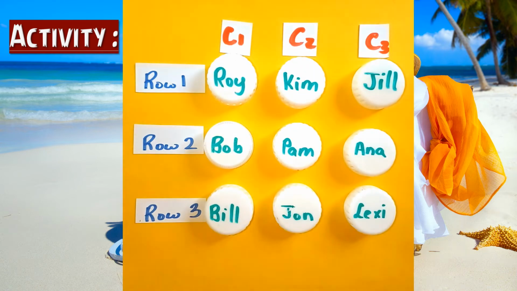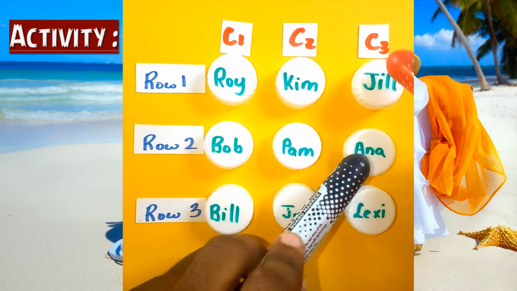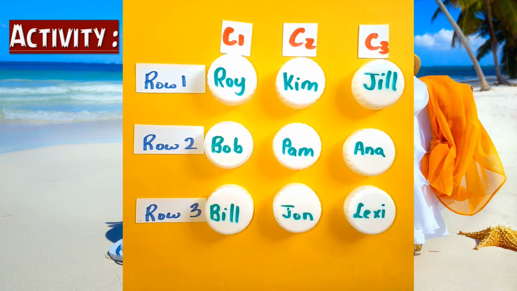Let's play some more. If I wanted row 2 and column 3, who would I be speaking of? Row 2, column 3, we're talking about Anna. Let me see if you can guess this one now. Which position is Jill in? Remember, you have to check the row number and then the column number. Where is Jill? Jill is right here, but here is not specific enough.